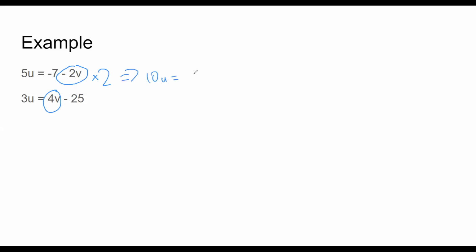So then we get 10u is equal to negative 14 minus 4v. And then let's write our other equation again. Here, if we add these two equations, our negative 4v and our 4v will cancel out. That leaves us with 13u over here. When we add them, the 4v's cancel out, and then we have negative 14 and a negative 25. That gives us negative 39. Divide by 13 to get u equals negative 3.